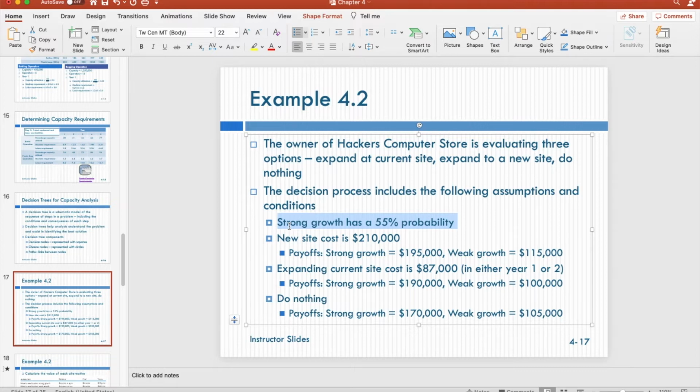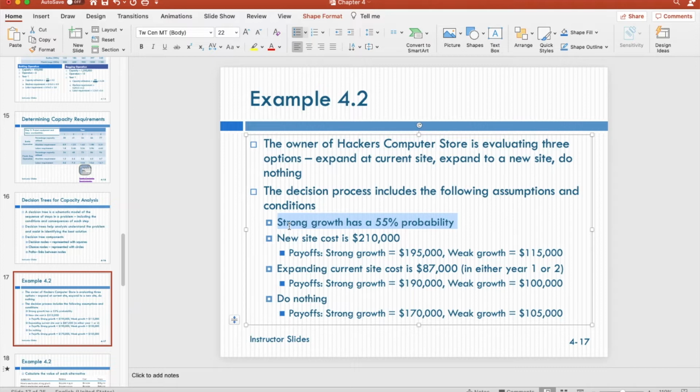So here, let's assume that the strong growth has a 55% probability. Suppose we only have two situations, only strong growth or weak growth. If the strong growth has a 55% probability, and we only have another consequence, which is the weak growth, then what is the probability for weak growth?